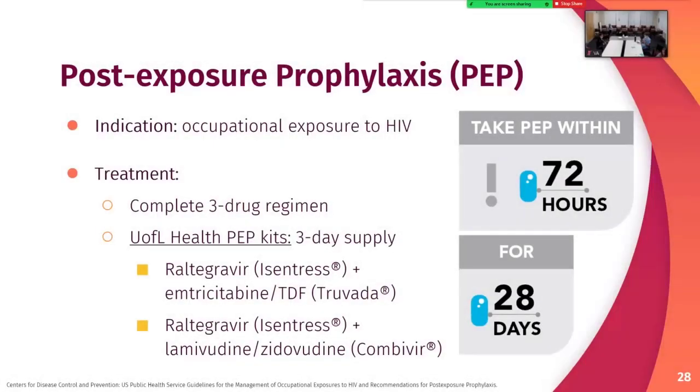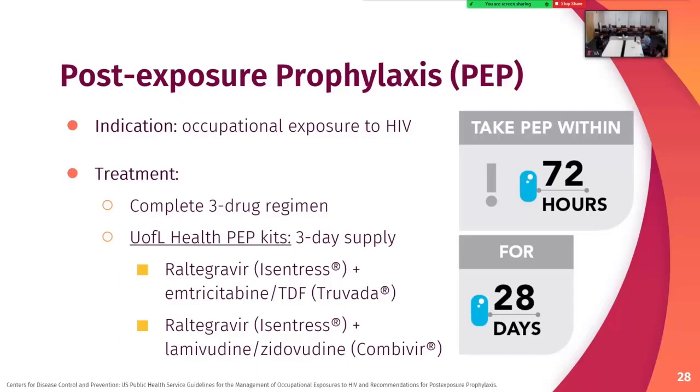For our post-exposure prophylaxis, this is typically for healthcare providers that have an occupational exposure to HIV, like a needle stick or exposure to blood in a patient that's HIV positive. For these patients, we should typically initiate this PEP within 72 hours and then have them continue their regimen for 28 days, with them being followed up and having HIV tests done throughout the way.